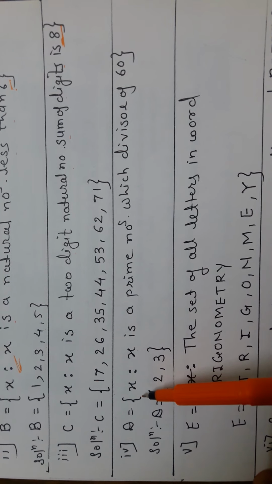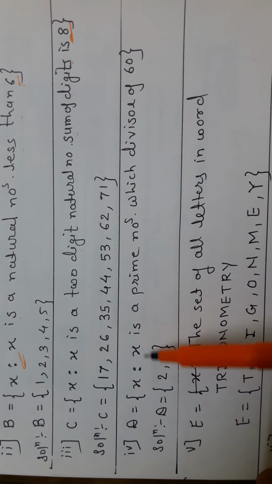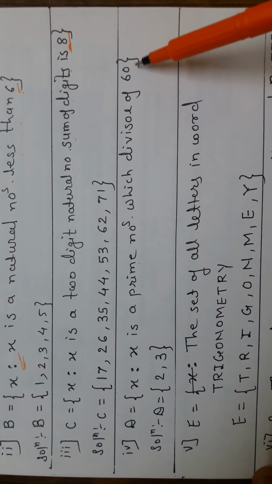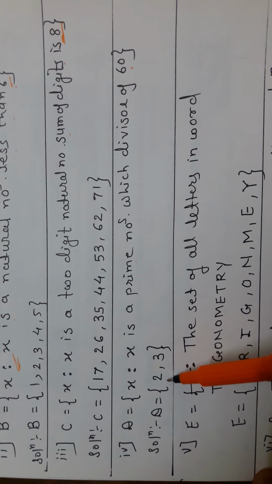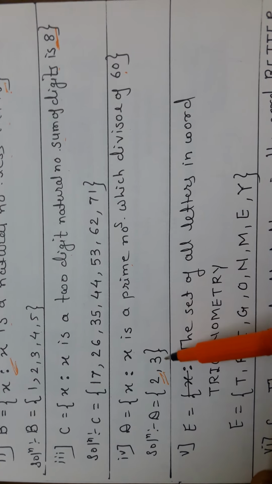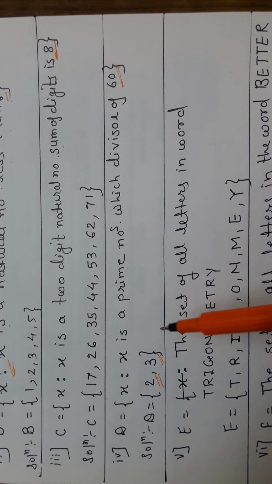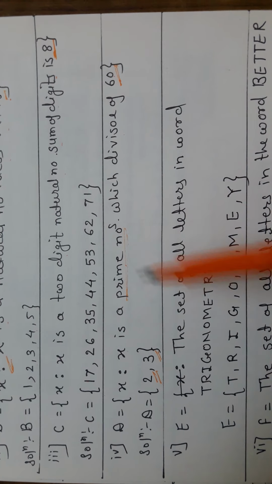D is the set of all x such that x is a prime number which is a divisor of 60. So only 2 and 3 are the prime factors of 60, which means 60 is divisible by 2 and 3. These are the prime numbers they asked for.